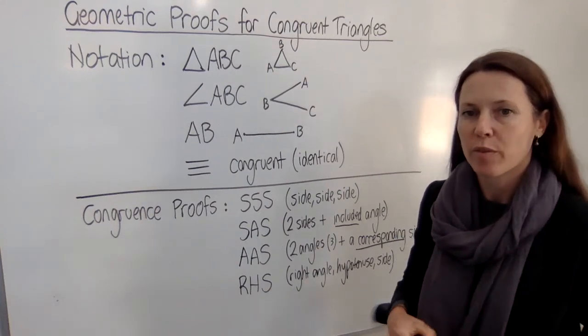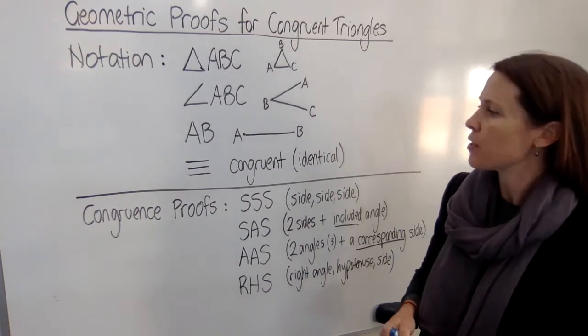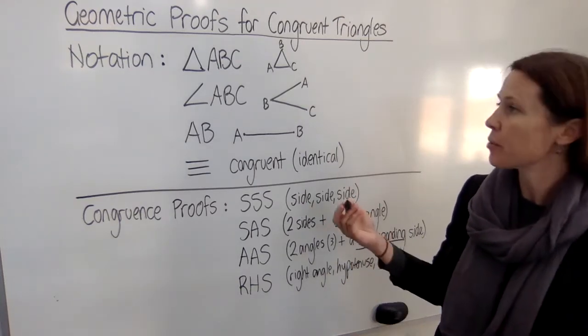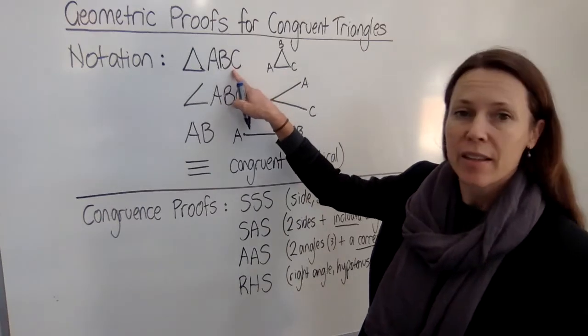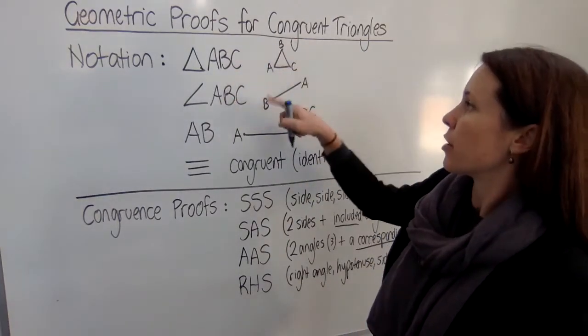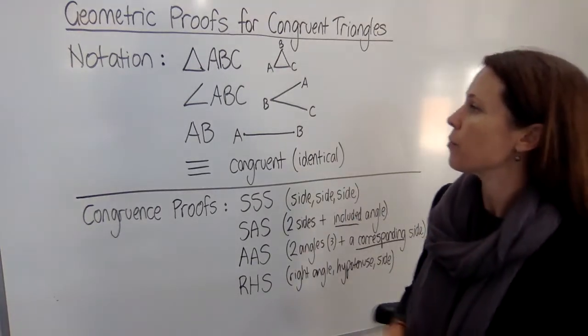To write geometric proofs and prove that two triangles are congruent, there's a bunch of things that we need to know how to do. Firstly, we need the right notation. If you see a triangle and then 3 letters, that's just describing the name of a triangle, and those letters will stand for the vertices or points on that triangle.